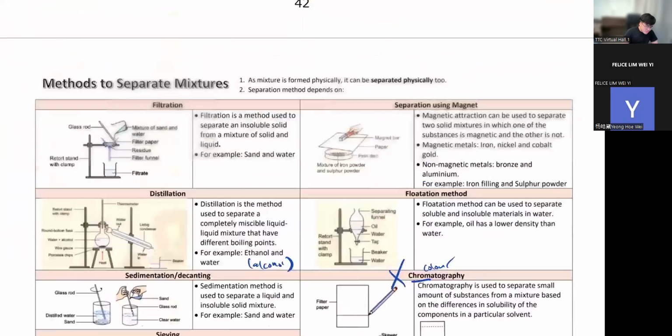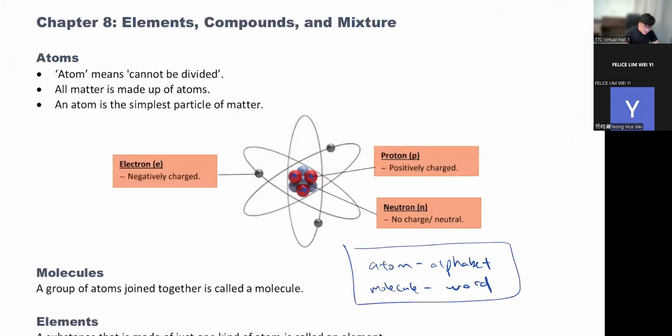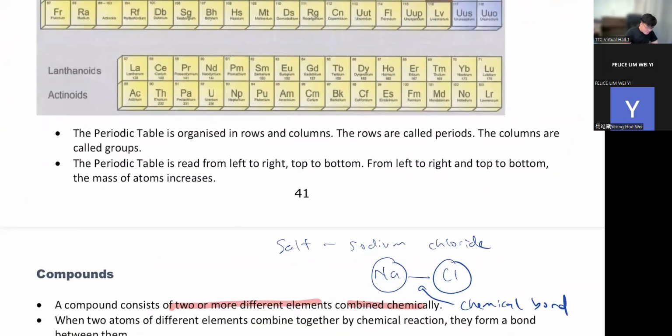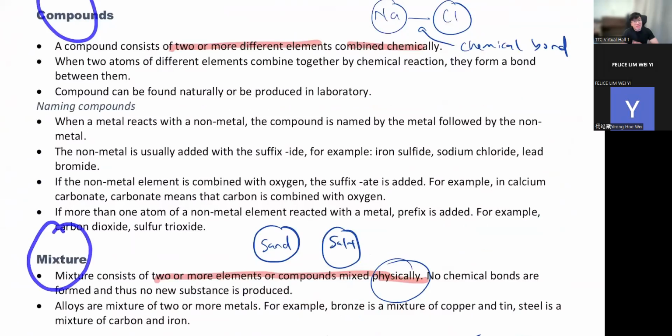So what you need to know here, this chapter is atom and molecule and elements and compound and mixture. These are the 5 words that you should know.